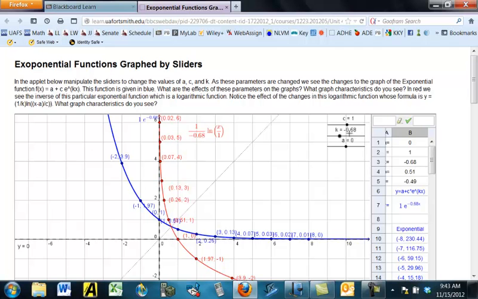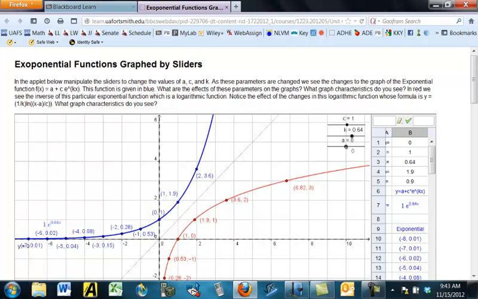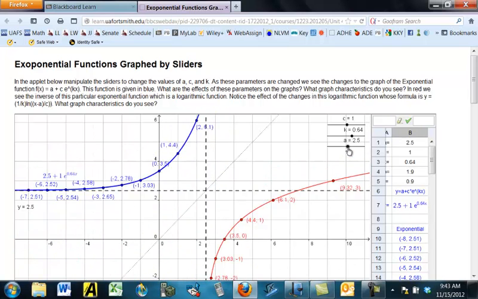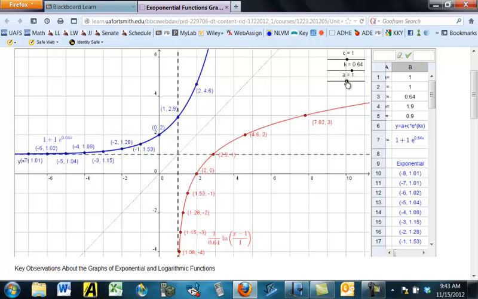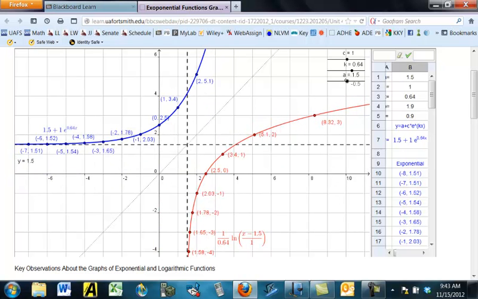Now look what happens when I change the value of A. So let's go back to something like this. Changing the value of A changes the value of that asymptote. So when you see the asymptotes as dotted lines there, now A is about 1.5, and so now you see that x equals 1.5 is the vertical asymptote right here. That's this vertical dashed line for the logarithm, and y equals 1.5 is the horizontal asymptote for the exponential.